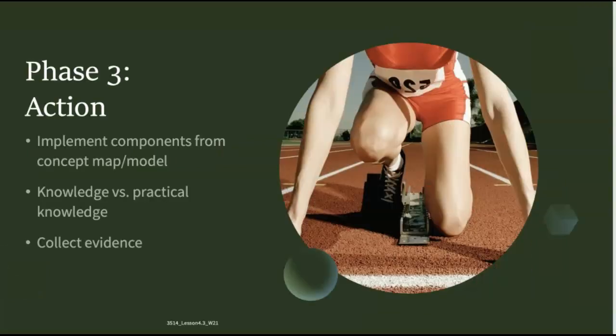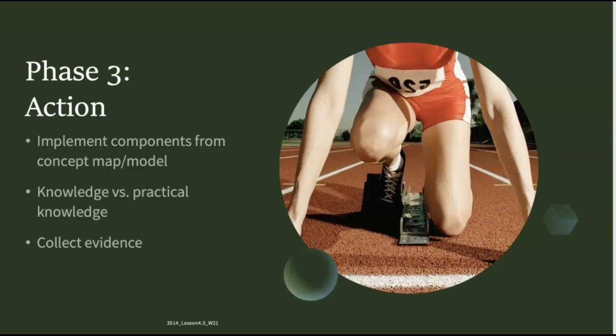So phase 3, as we've said, is action. The team implements the identified components from the conceptual map or model and tries them out in practice. In this phase, the team is putting its knowledge, which they gathered in phase 1, up against its practical knowledge, the knowing how to do something. During this phase, the team members collect evidence of the impact of the change in practice.